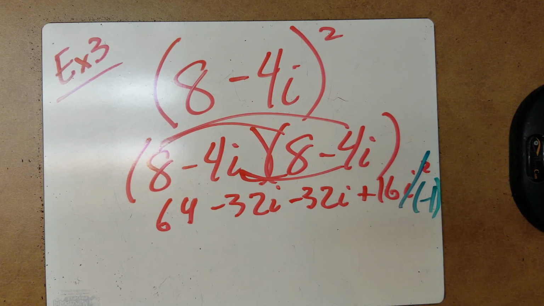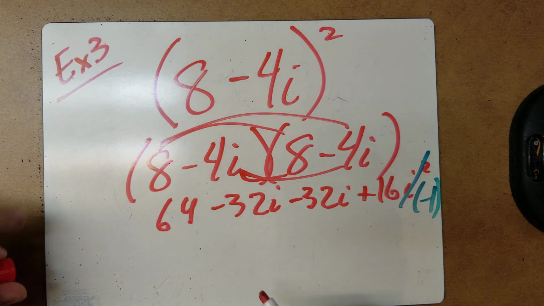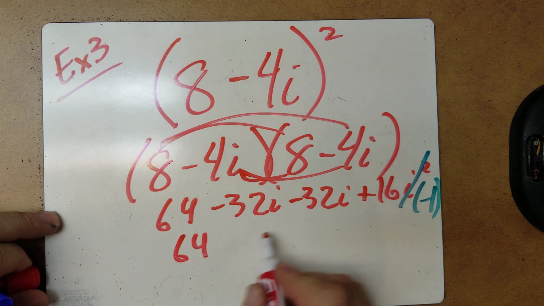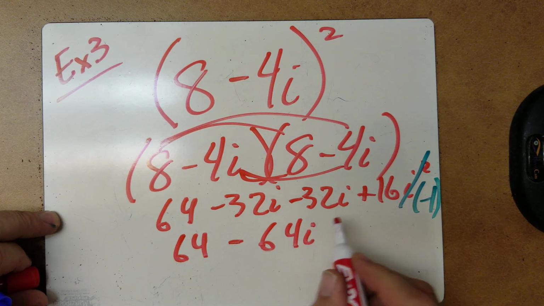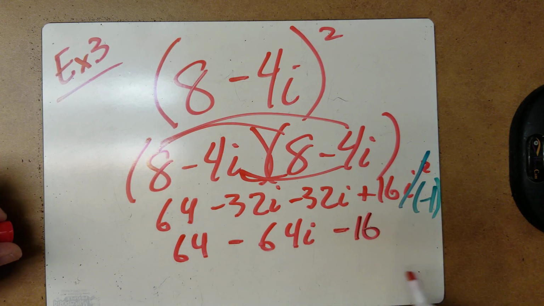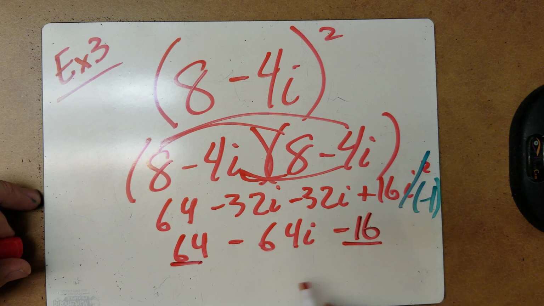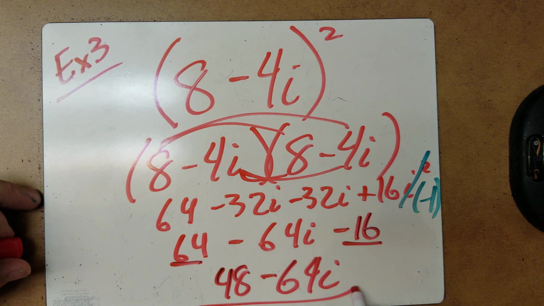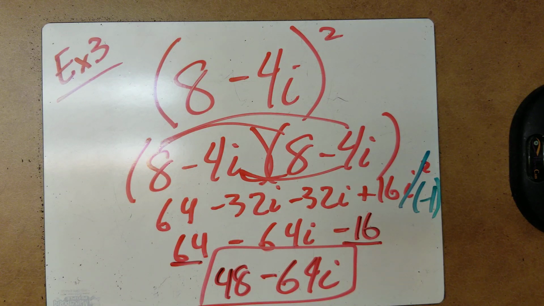Do I have the room? I do, barely. I'm going to combine some like terms. This is going to be 64. Oh, look, minus 64i. That's a positive 16, but that's a -1, which makes that -16. Combine this and that. And what is that? 48 minus 64i. Bam. There's my answer. Notice once again, the real number is in front and the imaginary number is behind.